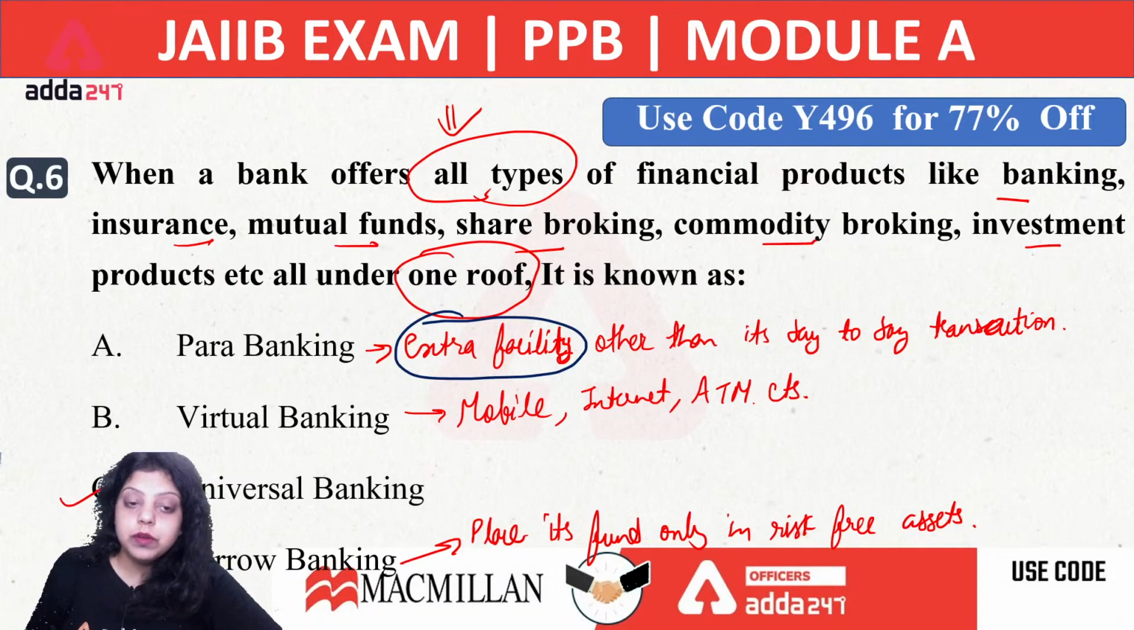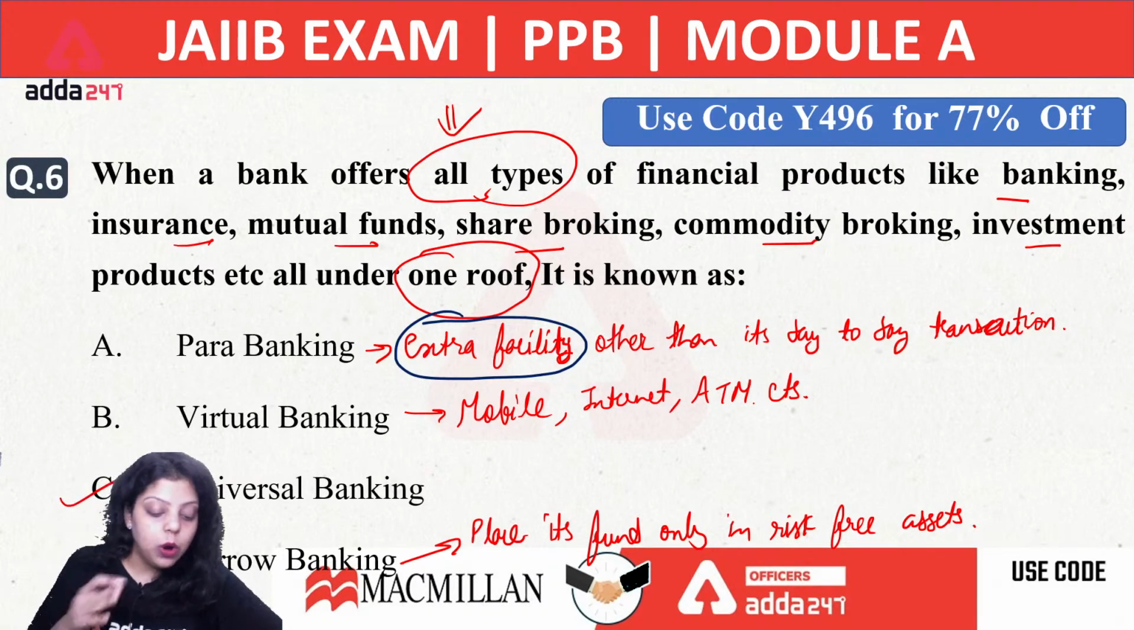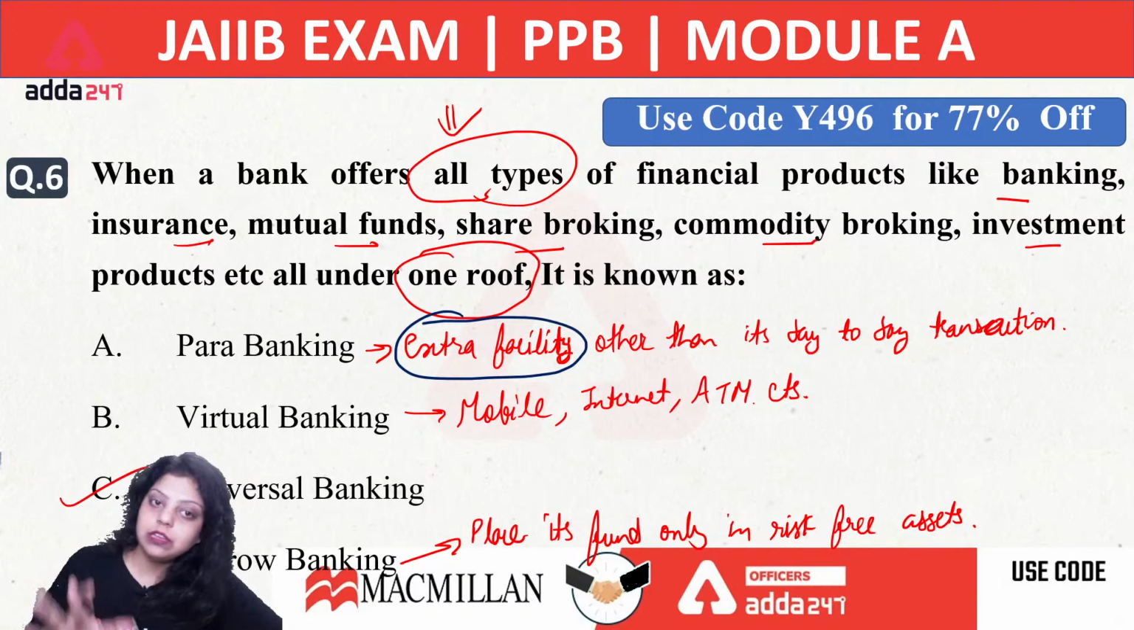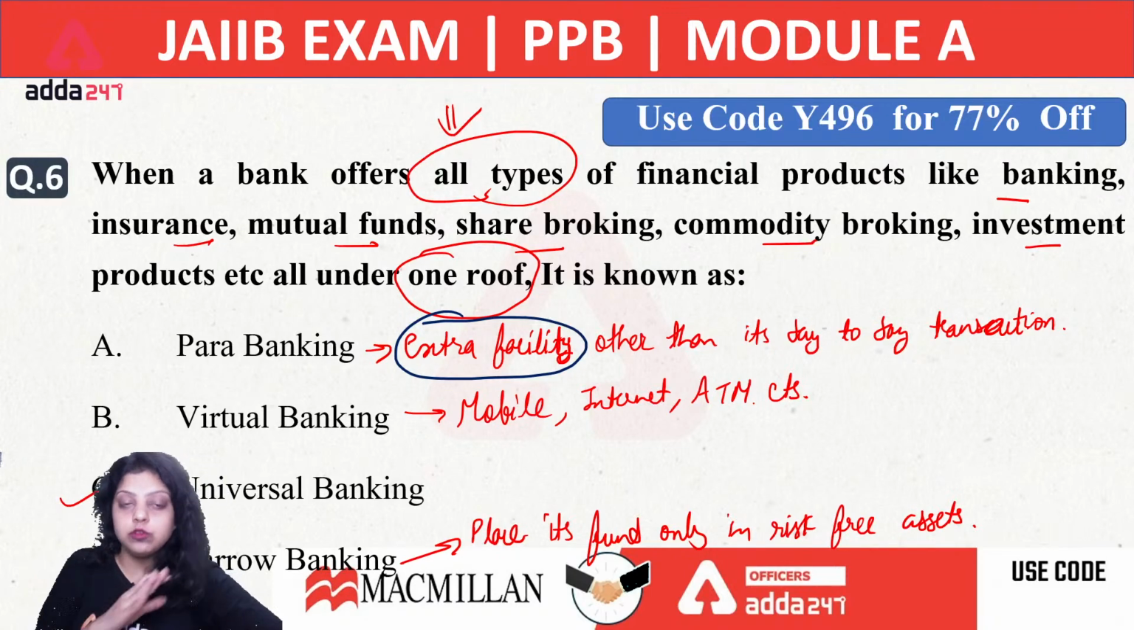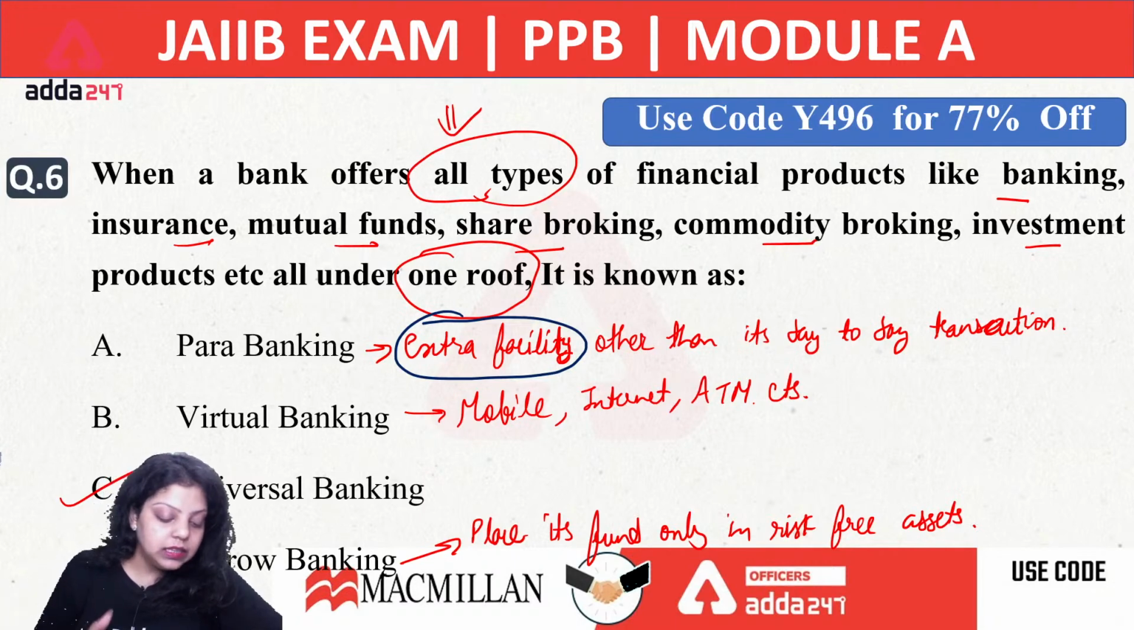So what is the difference between universal and para banking? In universal banking, under one roof, we will get all kinds of services. That is your universal banking. But in para banking, you will get certain extra facilities, not all, but one or two extra facilities other than the day-to-day transaction. That is known as para banking. Now is the difference between para and universal clear? Let me know.